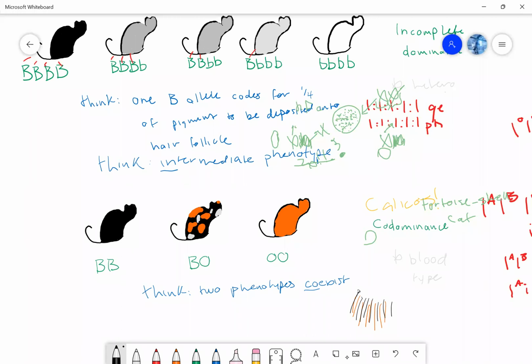These individual cells are codominant. Coloration is expressed in a codominant way in these cells. So they aren't large uninterrupted patches of color. They're the individual cells that apply pigment to the hair follicles. They are codominant.